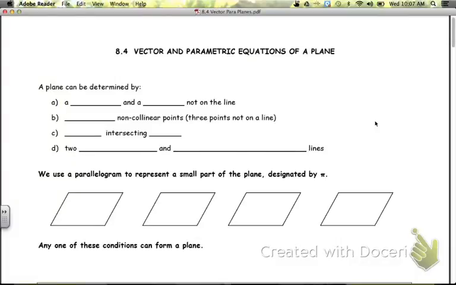Today we're going to begin looking at 8.4, vector and parametric equations of a plane. There are 4 different ways that a plane can be determined. The first way is by a line and a point not on the line. The second is 3 non-collinear points. These are 3 points that are not on the same line. The others are 2 intersecting lines, and 2 parallel and non-coincident lines.